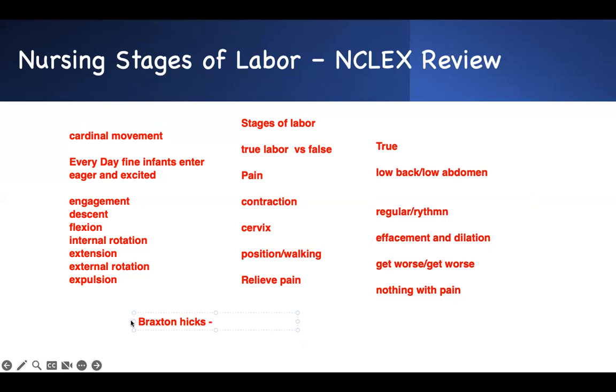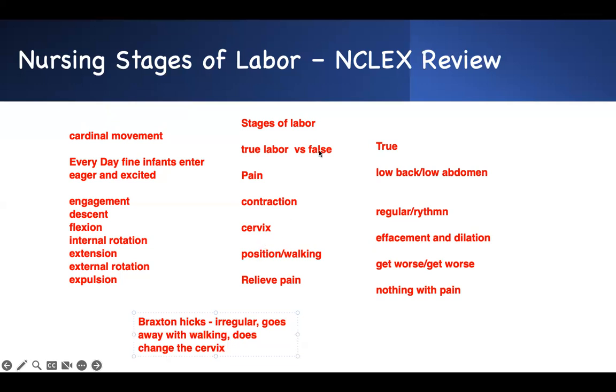phenomenon that you know. Like, this is irregular. Based on what I said, anything that is irregular is not true labor, right? Anything that goes away with walking is not true labor. Anything that does not change the cervix is not true labor. So that's the definition of Braxton Hicks. It is abnormal contraction. That is irregular. It goes away when you walk. Walking is the key. So when they say the patient walks and gets better, Braxton Hicks phenomenon, straightforward. That's the key aspect of that. That's the way you can remember it.